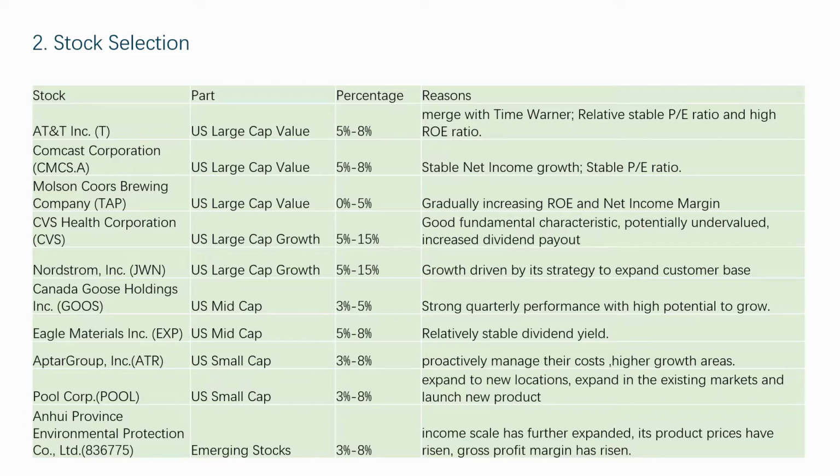For US mid-cap, we choose Canada Growth Holdings Company and Eagle Materials because of their strong quarterly performance and relatively stable dividend yield. For small-cap and also the emerging stocks, we select Aptar Group, Pro Corporation, and Anhui Province Environmental Protection Company because they have a very good company strategy to complete our return and risk objectives.